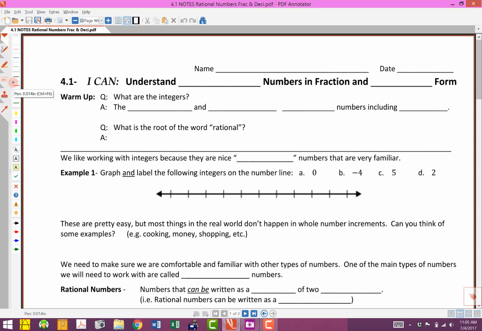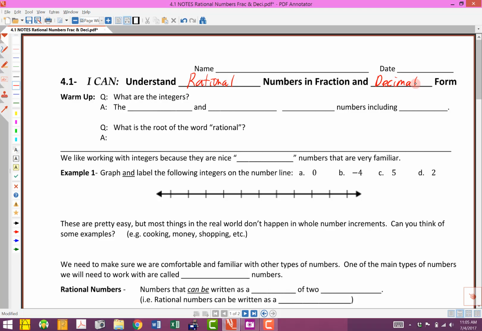Okay, we're ready to start the next unit dealing with a different type of number. So this is section 4.1 on the I can statement: I can understand rational numbers in fraction and decimal form.